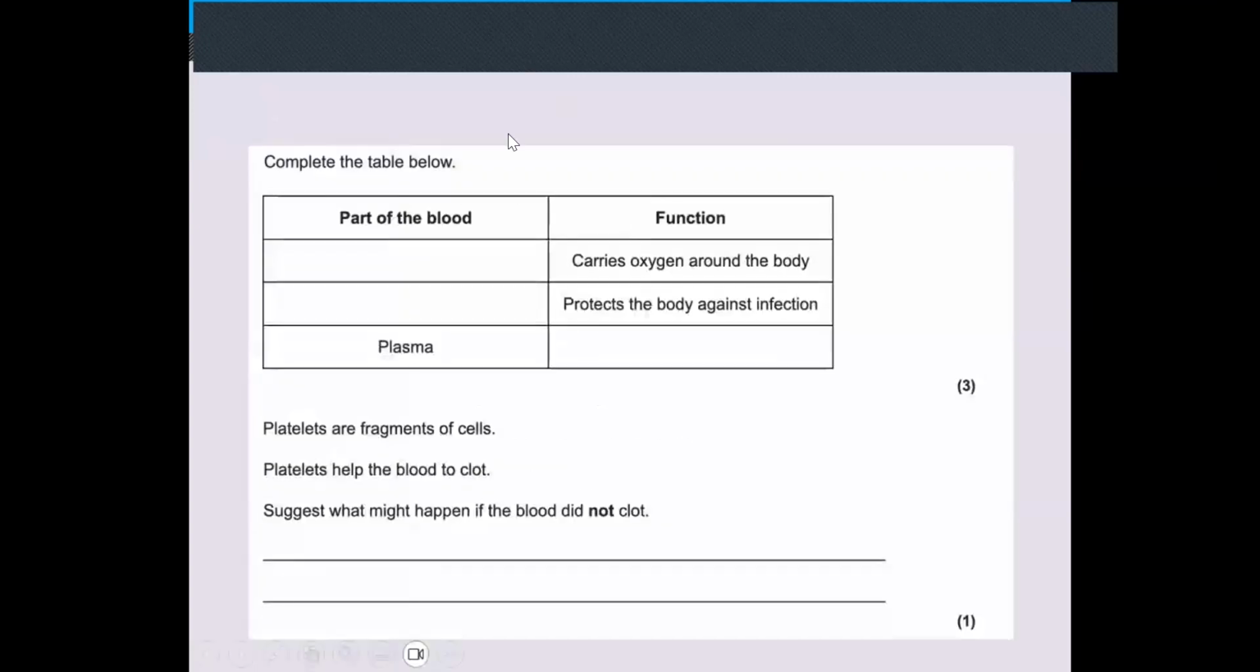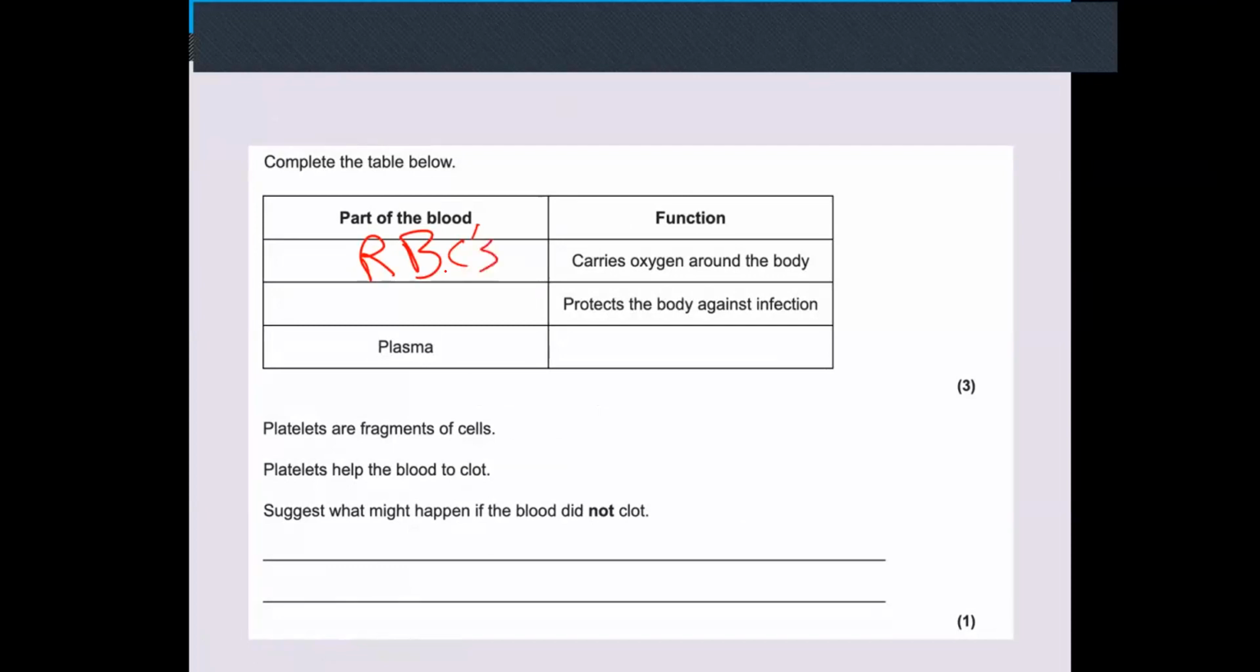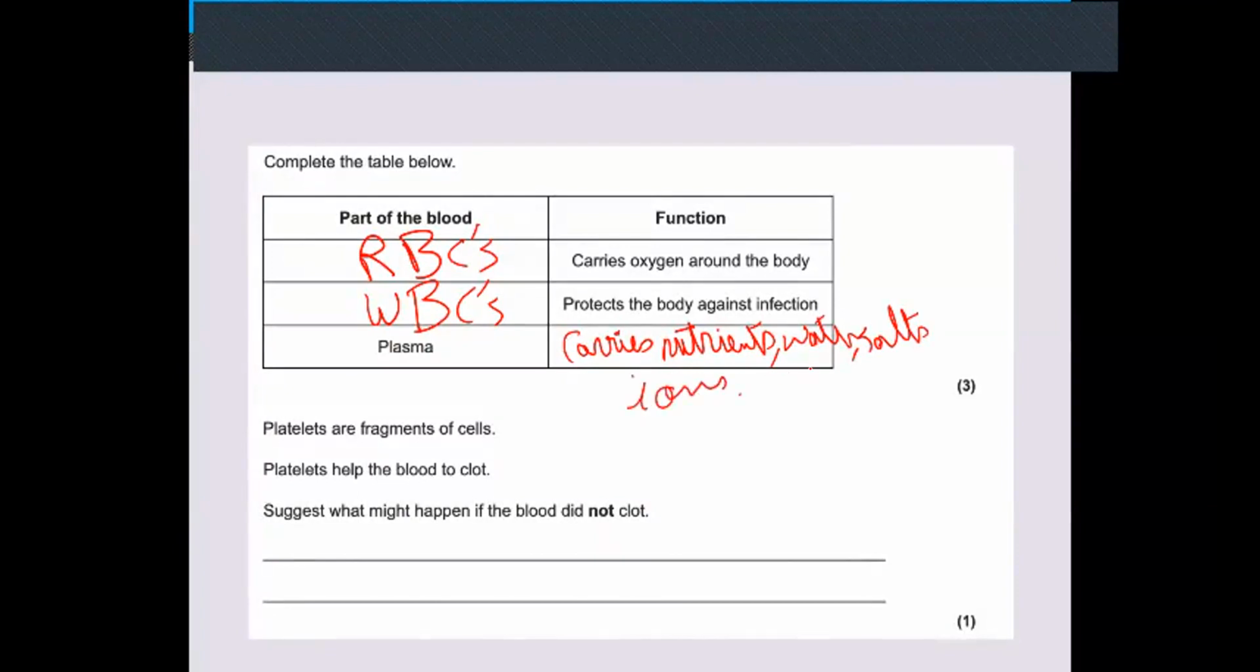Okay. Another question. I want you to complete the table below by writing the type or the part of the blood and the function, the missing parts, I mean, in the question. Carries oxygen around the body. This is that. Protects the body against infection. This is that. And what is the main function of the plasma? It carries nutrients, water, salts, ions, etc.